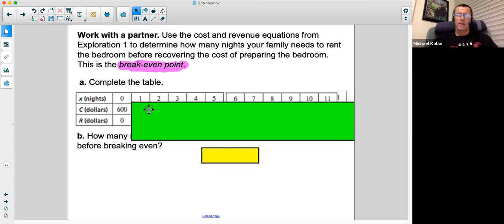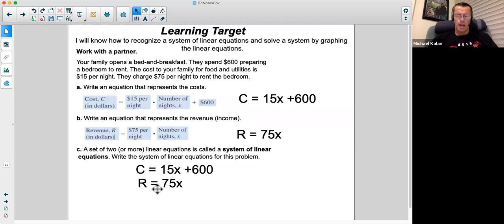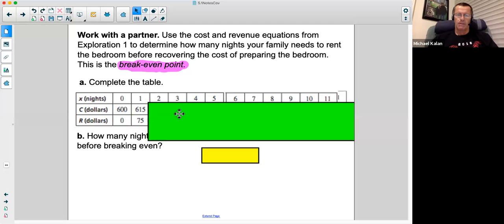What about if you did one night? Okay, so you not only spent the 600 to get it ready, but then you also had to spend the $15 for utilities and the food and stuff like that. But what would your revenue be if you rented it for one night? And remember, the revenue for one night is 75 times 1, right? 75. Good. All right. Keep going with this table and stop when you get to the break-even point. All right. So pause the video and do that.